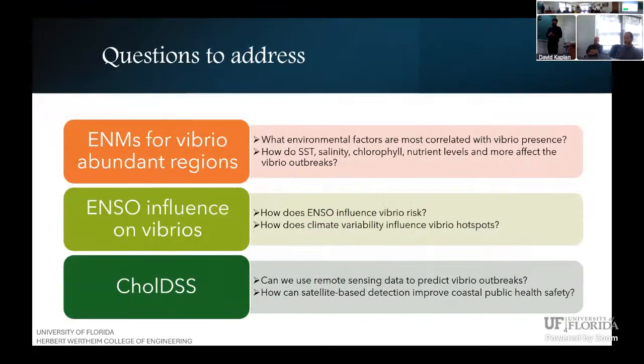So now, what are the questions to address? How does each of these environmental factors that I just talked about individually influence Vibrio? That's something that we will be using ENMs for. ENM stands for environmental niche modeling or ecological niche modeling. This system has been designed to understand the habitat that is suitable for Vibrio growth. So we will be finding those variables.